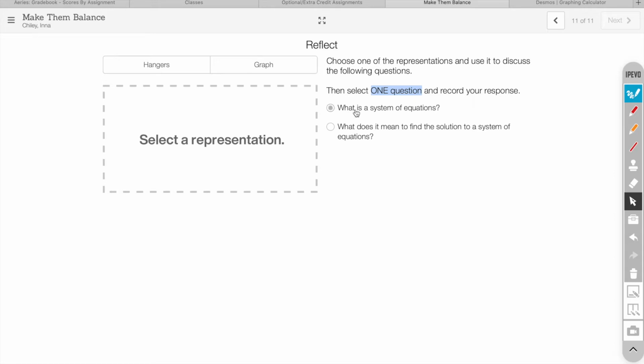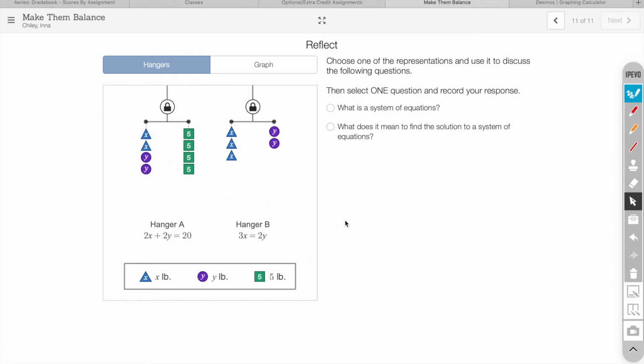We can select what is a system of equations, or we can select what does it mean to find the solution to a system of equations. I have the option of clicking a hanger or clicking the graph. I think I am going to click the hanger, and let's check it out. What is a system of equations? What does it mean to find the solution to a system of equations?